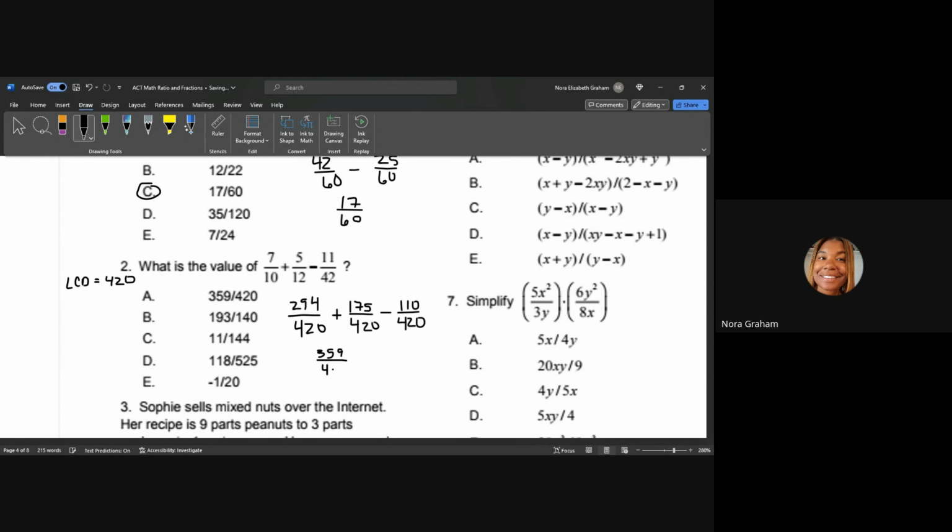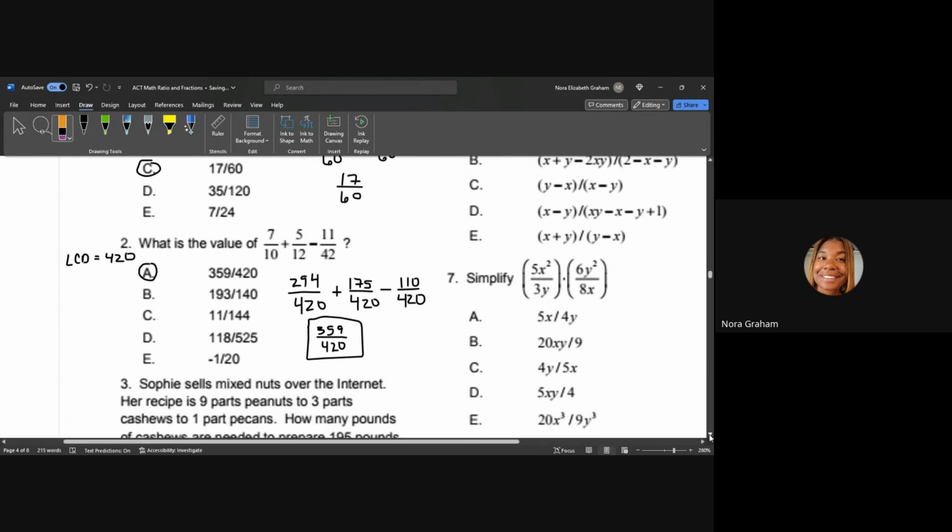Another test taking strategy skill that you could have used as well, if you didn't want to go that far: notice that your denominator either way was going to be 420. So you could have just assumed that it was going to be A if you weren't sure how to go as far. Again, if you didn't know how to find least common denominator, you could simply add these two fractions together and get the answer for that, and then take that answer and subtract it from 11 over 42, using the fraction way that I used in the first two examples on the top. But the easiest way to tackle this would be finding your least common denominator.